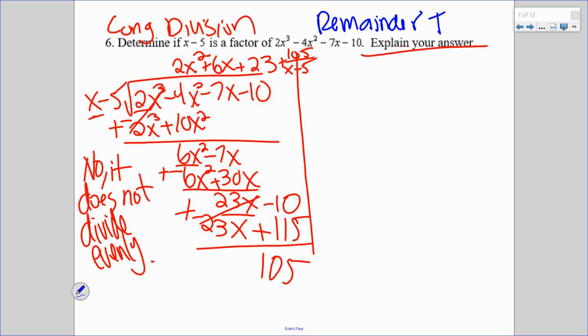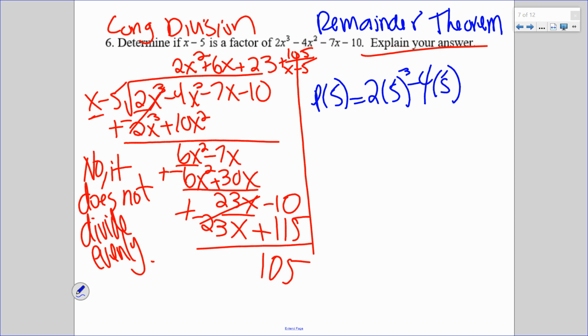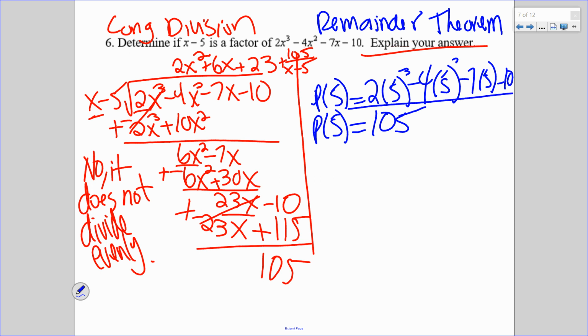If it's a factor, it divides evenly. If it divides evenly, it has a remainder of 0. So I do p of 5, and this will give me the remainder when I would have divided it by x minus 5. A little cramped, but not a problem. I can put that into the calculator. It's going to give me, well, I know what it's going to give me. It's going to give me 105. So literally just type this into the calculator, it gives you 105.